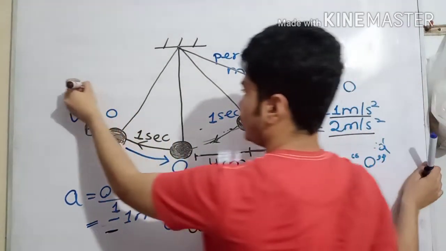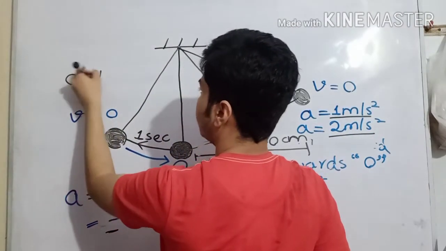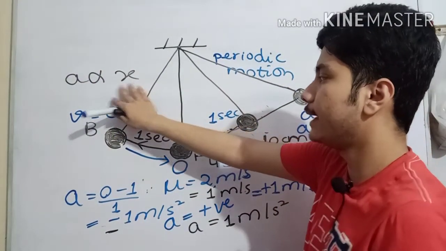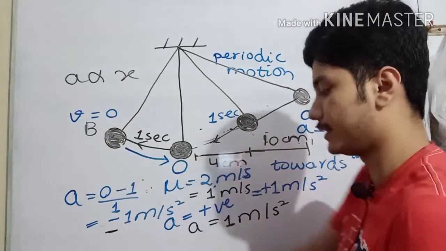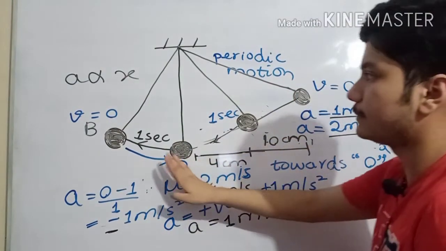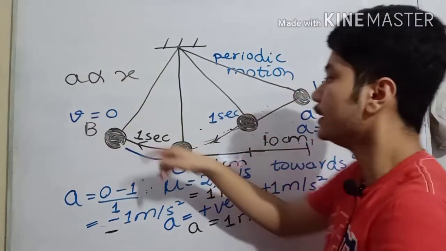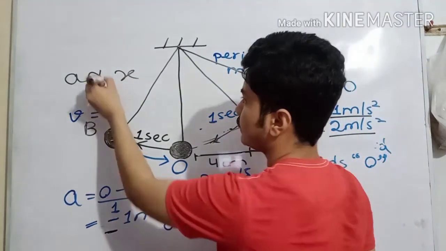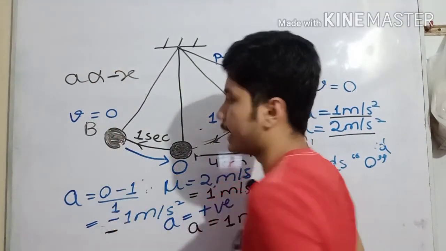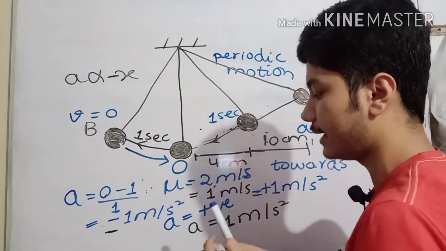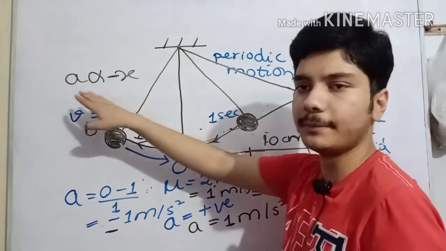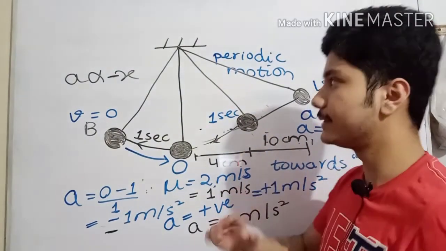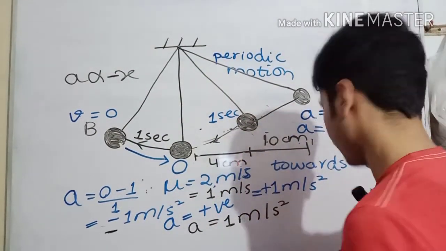So acceleration is directly proportional to displacement. As you increase the displacement, the acceleration will increase. As you decrease the displacement, the acceleration will decrease. So acceleration is directly proportional to displacement, and displacement is always indicated by a negative sign. There's no such logic behind it, you just have to assume it. Now the two points that you have understood clearly are the concept of simple harmonic motion.